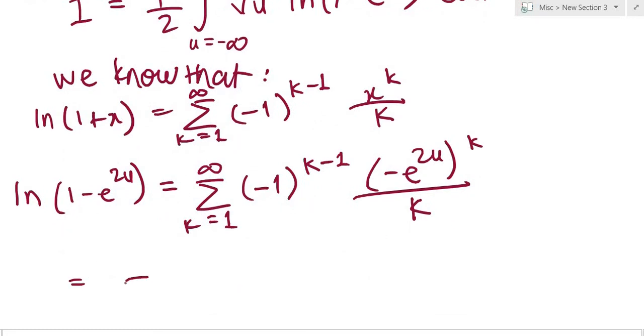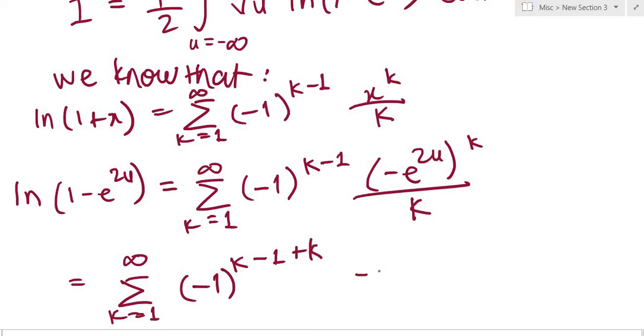Now I would like to clean this up a little. Sum from 1 to infinity of minus 1 raised to k minus 1, and then we have a negative 1 raised to k, right? So I can add it, plus k with this negative 1. We have e raised to 2uk over k.